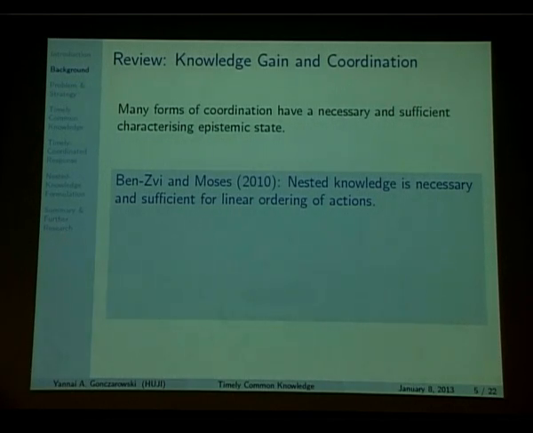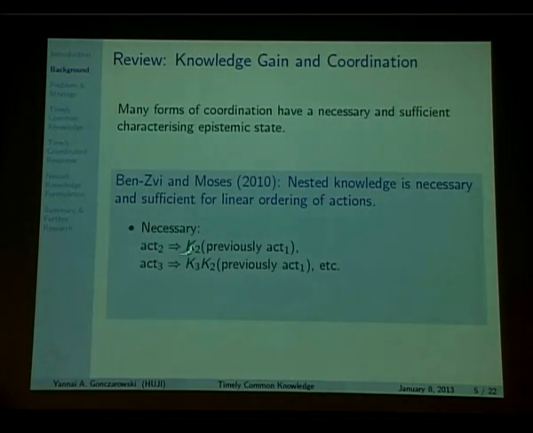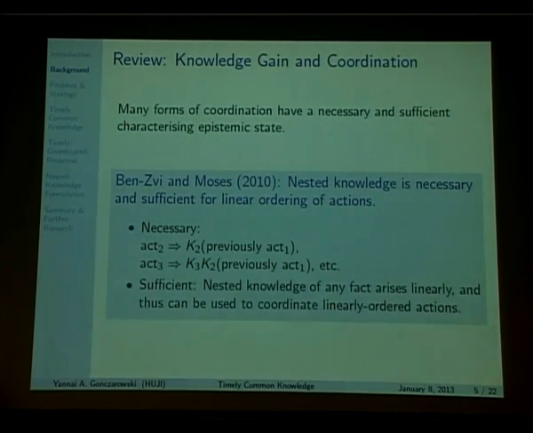Bentley and Moses, it's so fun to have everyone I'm quoting here. Bentley and Moses showed that, as Ido said, nested knowledge is necessary and sufficient for linear ordering of actions. It's necessary because when 2 acts, it must know that 1 has already acted. When 3 acts, it must know that 2 knows that 1 has already acted, etc. And it is also sufficient because nested knowledge of any fact arises linearly. We must have that 2 knows that something happened before 3 can know that 2 knows that it happened.